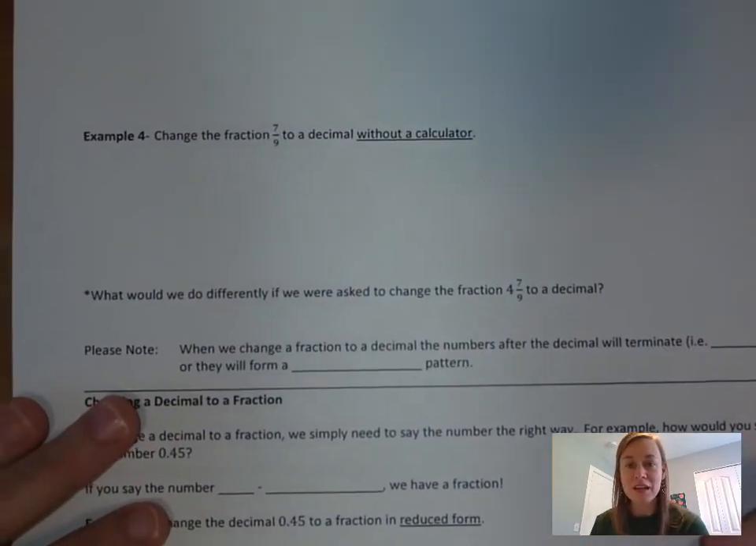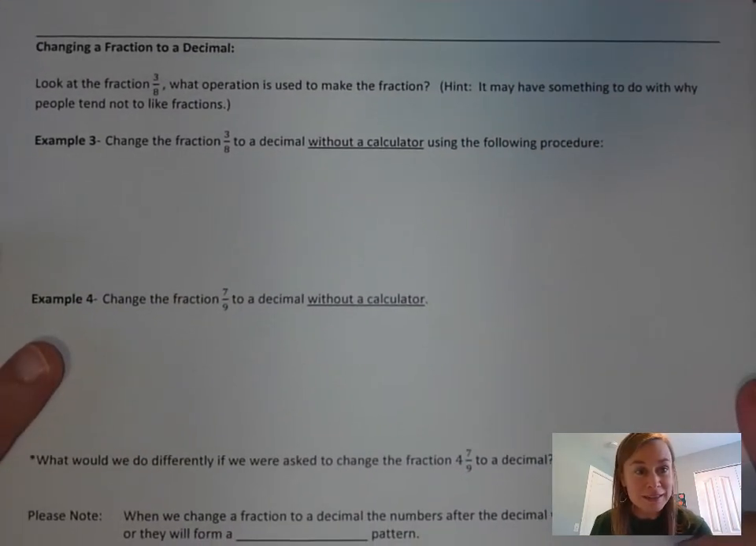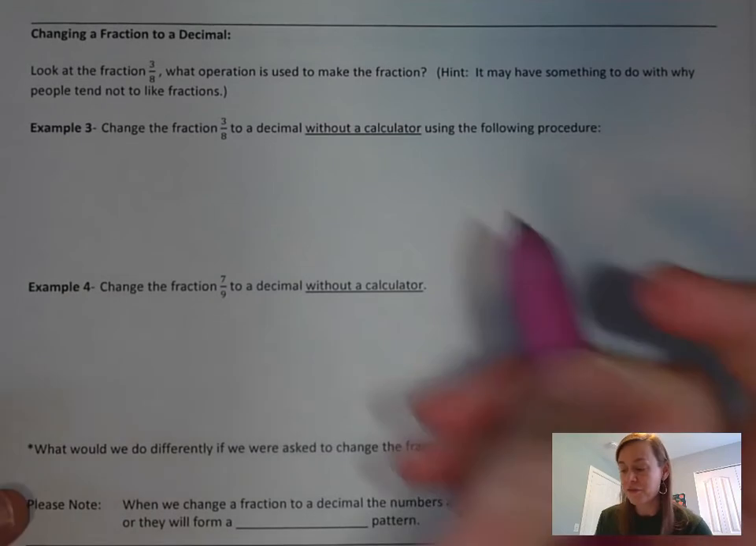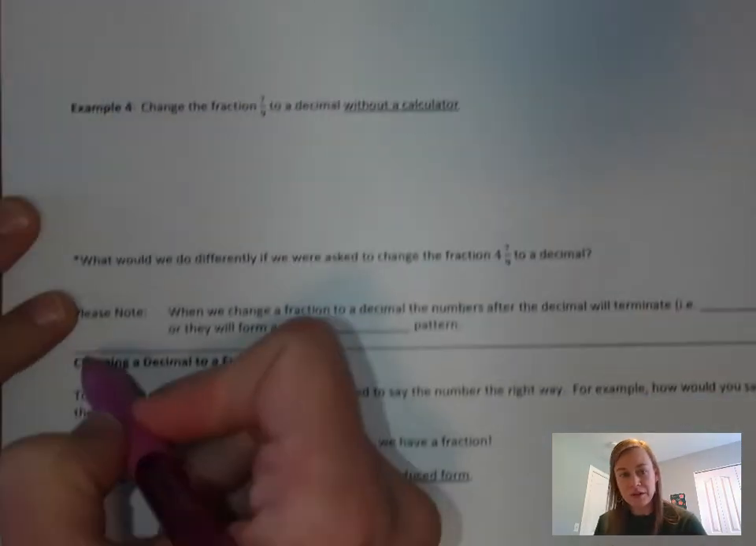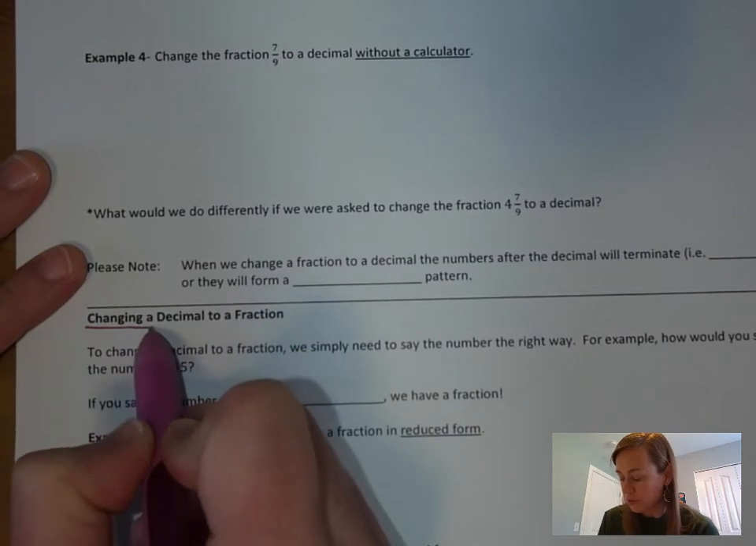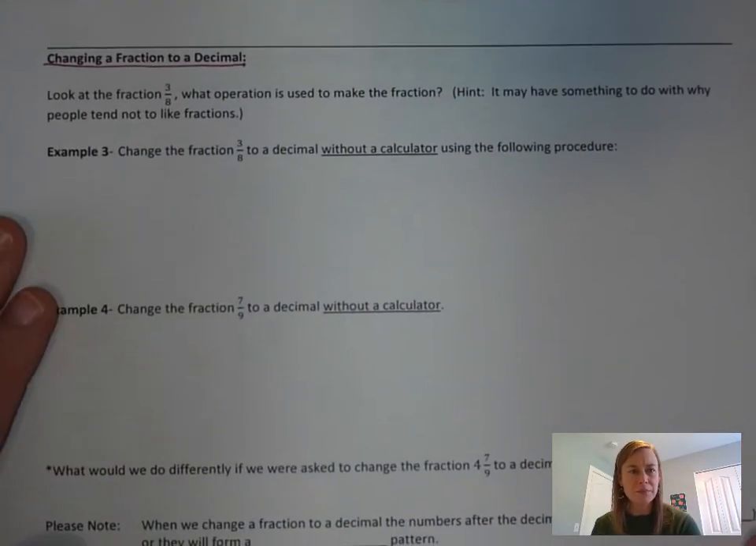Now, on to the next page. This is where we really start talking about how to do this morning's assignment. Changing a fraction to a decimal. And then down here, we're going to do changing a decimal to a fraction. So we're going to go both ways. All right, back up to the top.